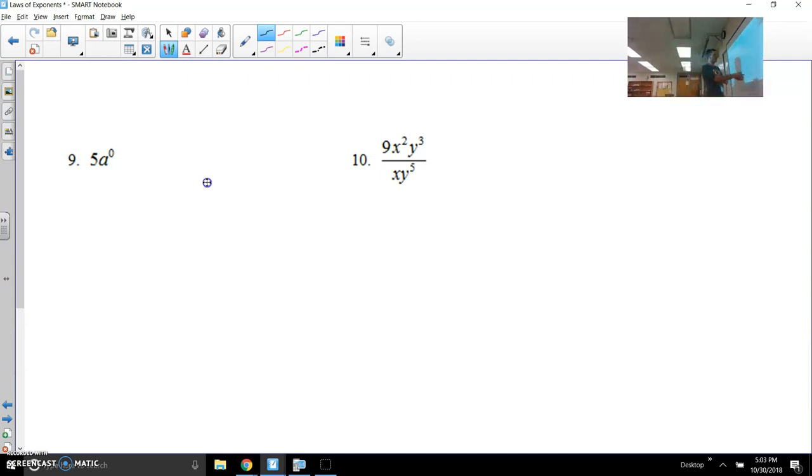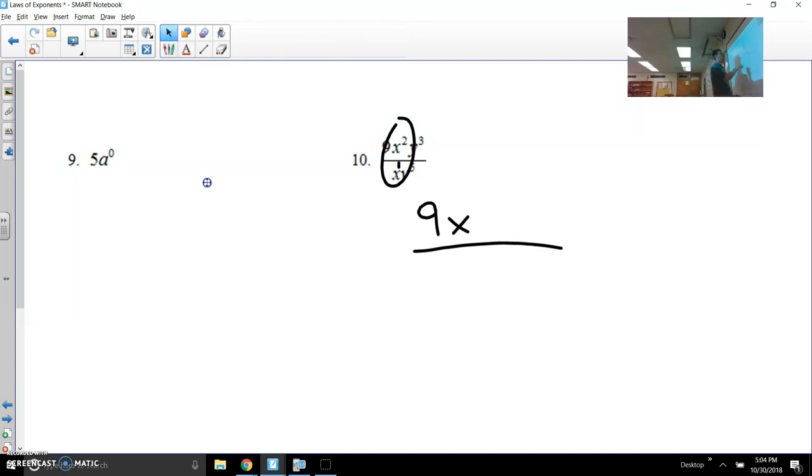Let's talk about number 10 though. This is 9 on top, divided by 1 essentially, so I still have a 9 there. But when I have a fraction, I want to make sure that I consider their powers with subtraction. 2 is the top power for x, 1 is the bottom power for x, and 2 minus 1 is positive 1, which basically means there's an extra x in the very top of the fraction.